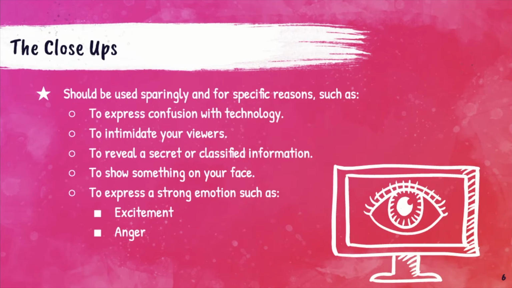To show something on your face. You obviously want to get close to show us that. Or lastly, to express a strong emotion such as excitement and anger. You're going to reserve these close-ups to those few times in your monologue, and then they'll seem really important, and they'll really aid your story. Whereas if you do it all the time, it might get kind of repetitive.